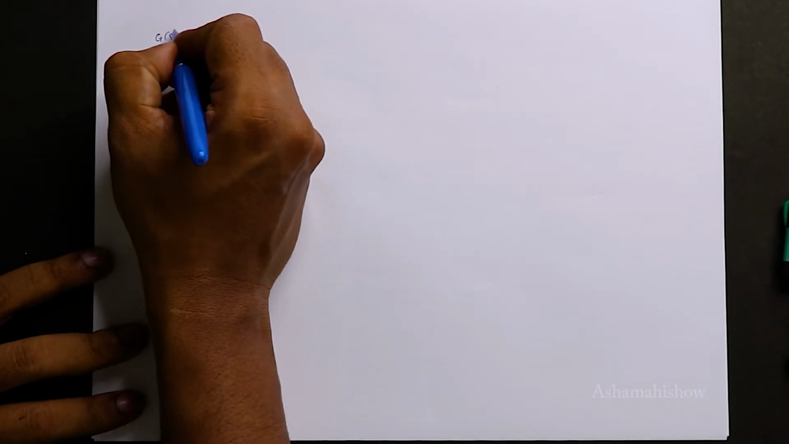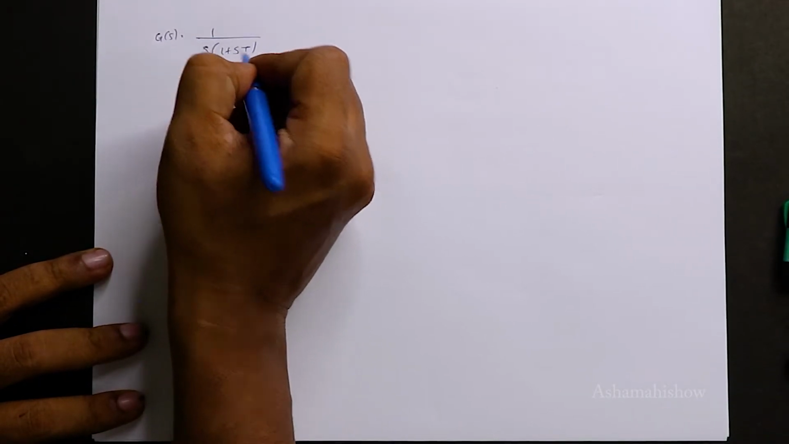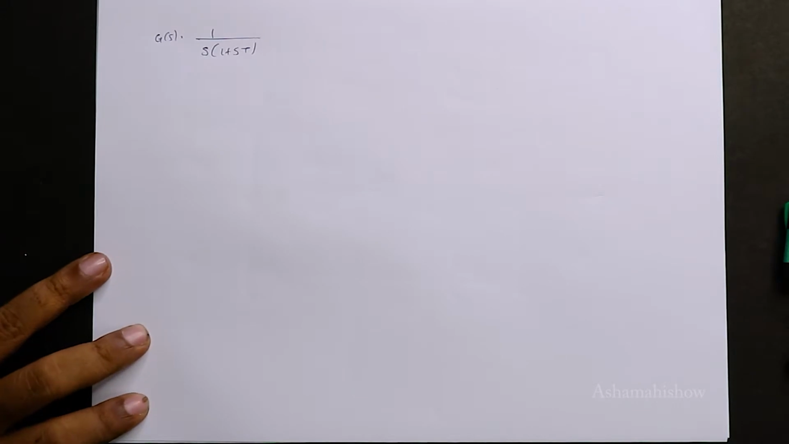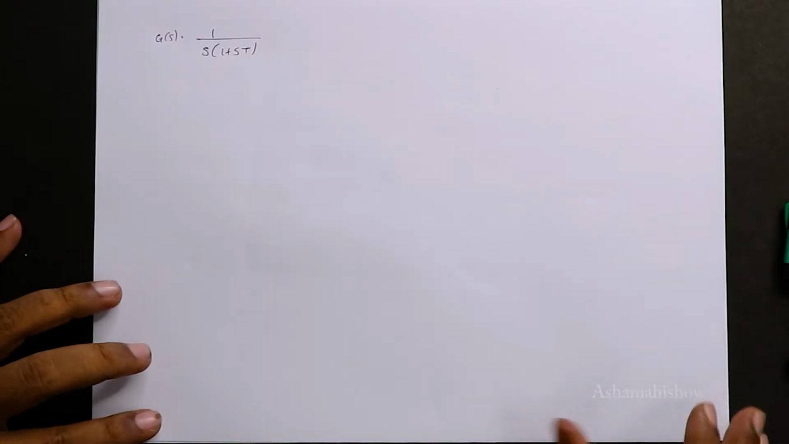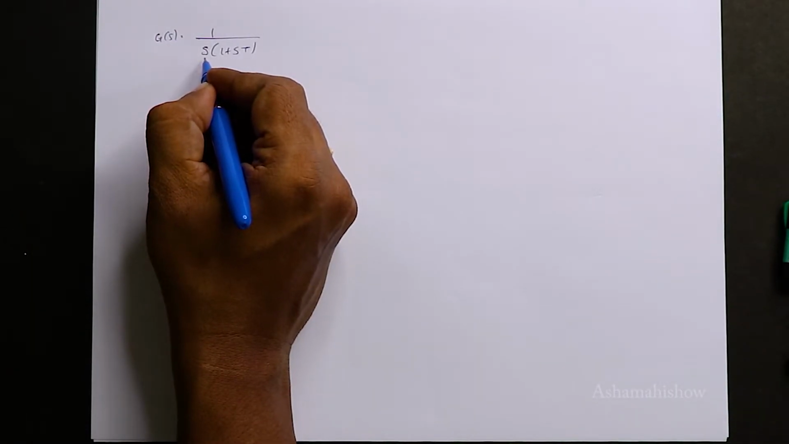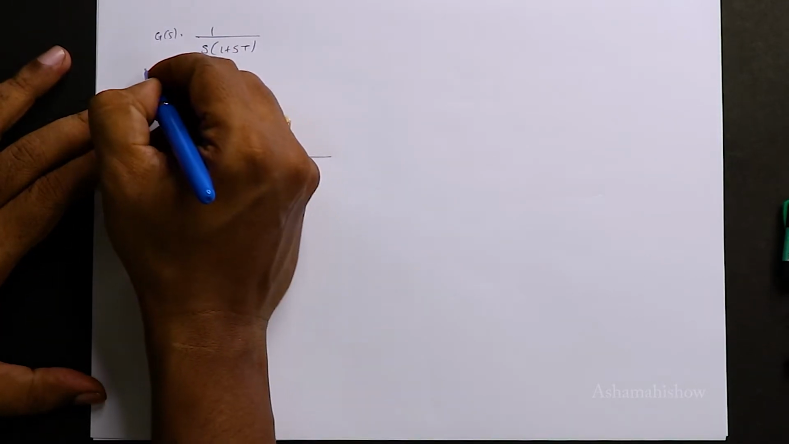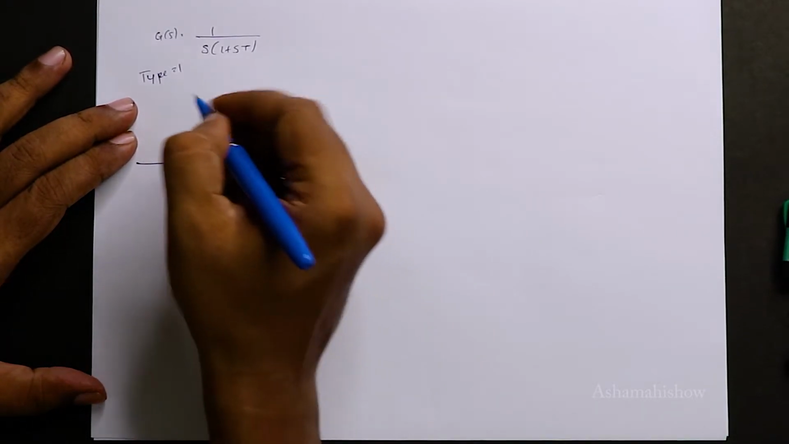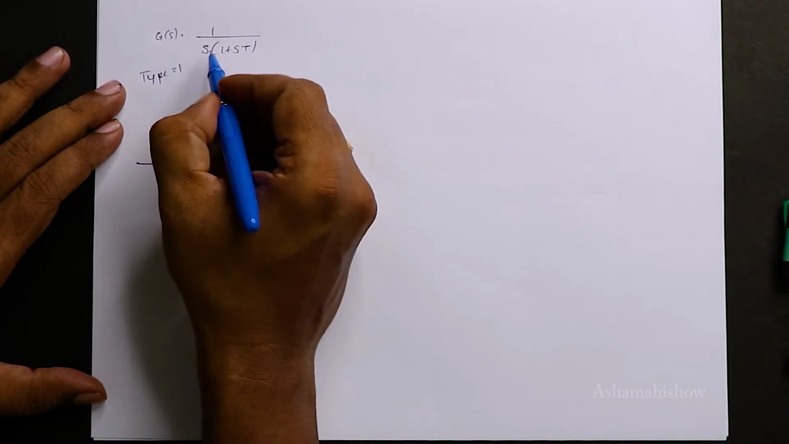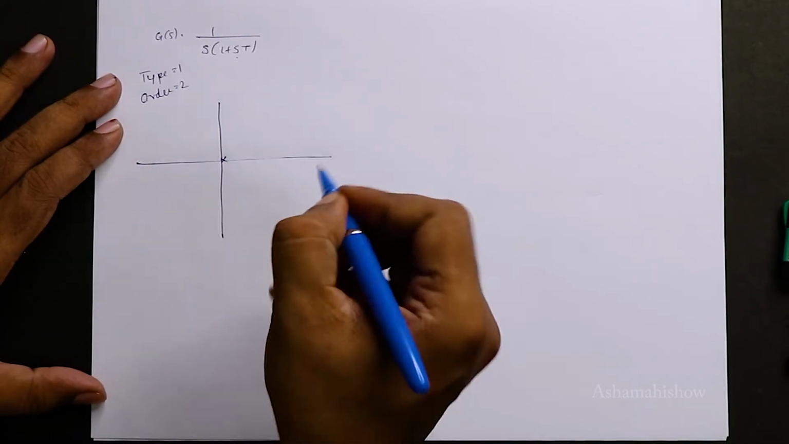The other transfer function we got is 1 by s into 1 plus sT. Now how many poles at the origin do we have? Of course we have s, so there is one pole at the origin. So this is type 1. This is one pole at the origin, this is type 1. And how much is the order? S square, so this is order 2.